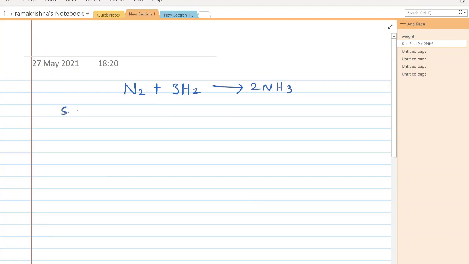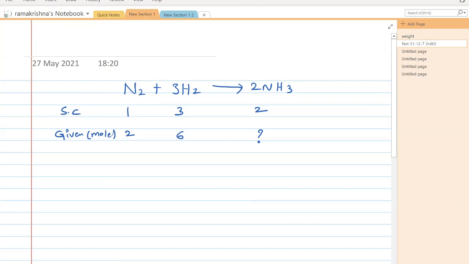What are the stoichiometric coefficients of reactants and products in this balanced equation? Nitrogen 1, that means 1 mole of nitrogen. And for hydrogen 3 moles of hydrogen. For ammonia 2 moles of ammonia. And what is the given data? Given data is in moles. So they have given 2 moles and it is 6 moles. And we have to find out this one. It is in terms of moles.